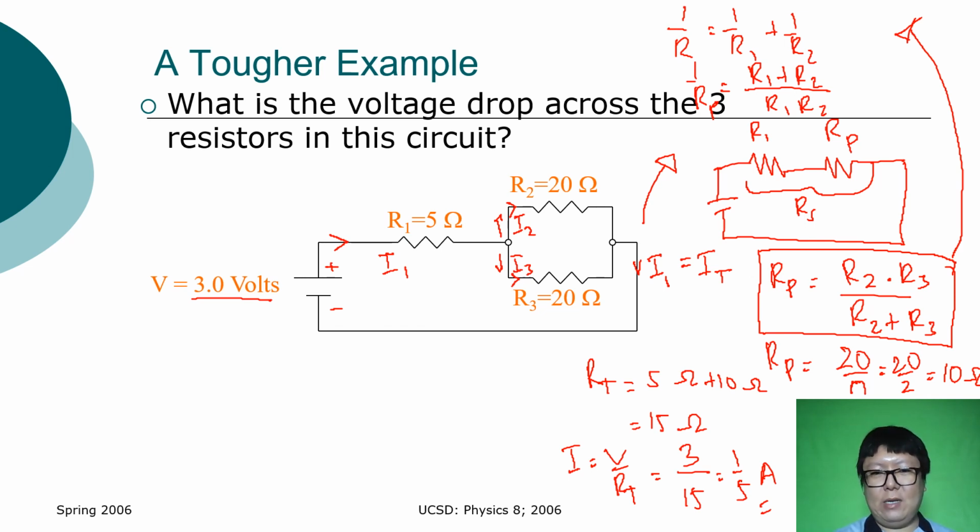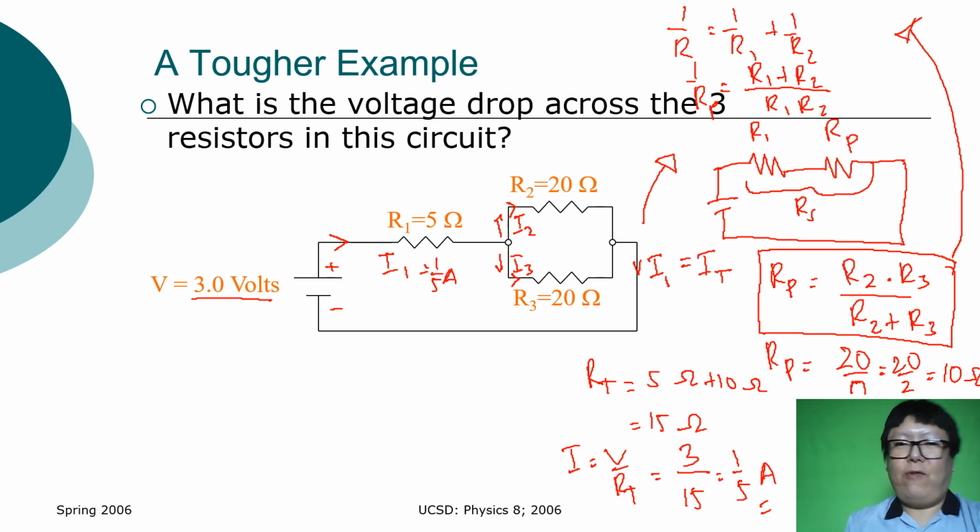Okay, clear, guys? If you have a question, you can screenshot these and send via message or in the discussion in the general. Okay, then we have learned that the I1 is equal to I total, right? So this one is 1 over 5 amps, right?